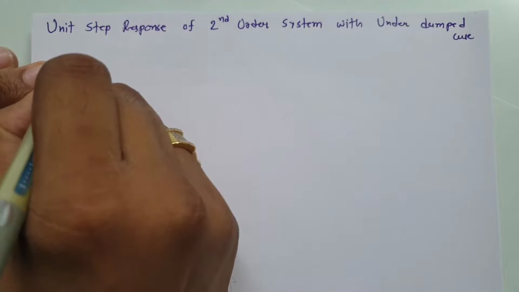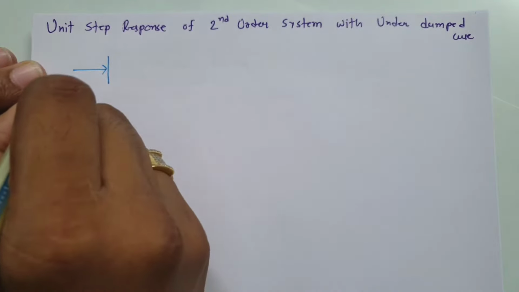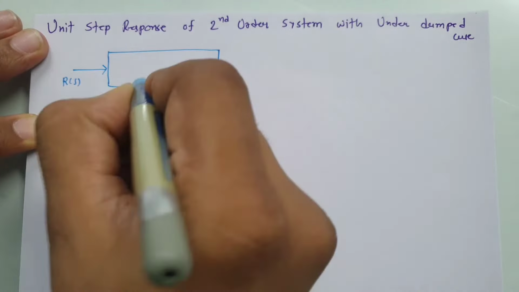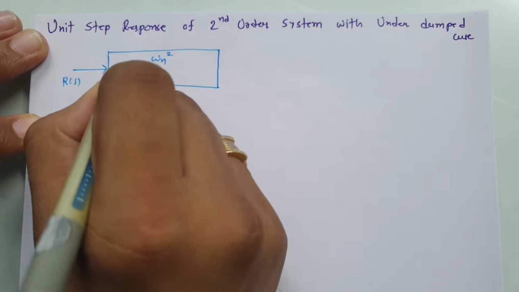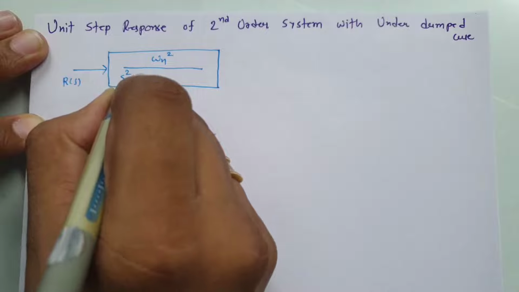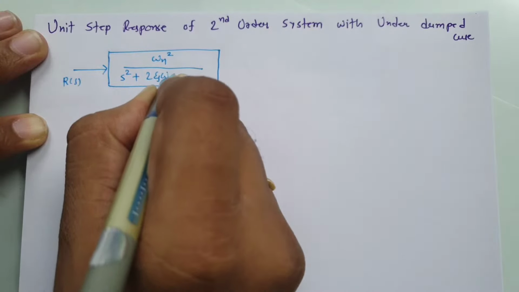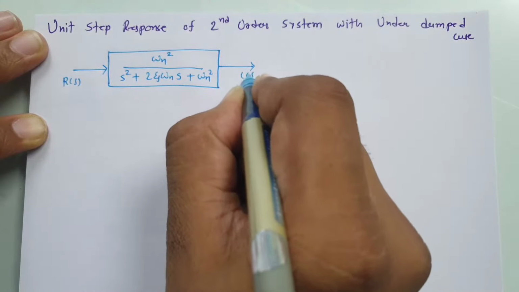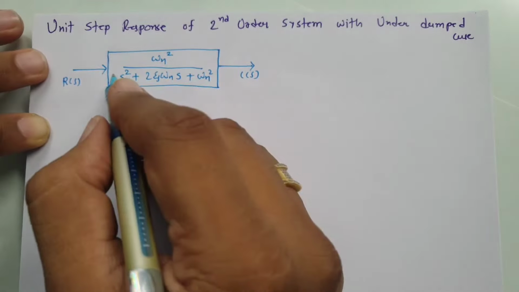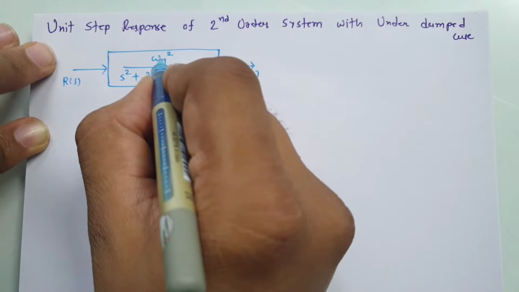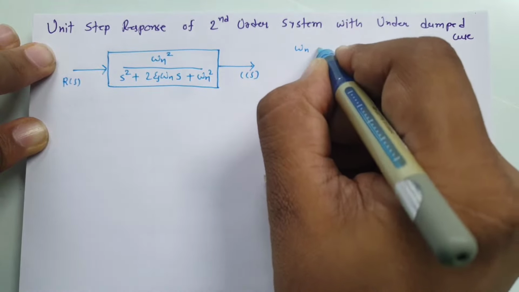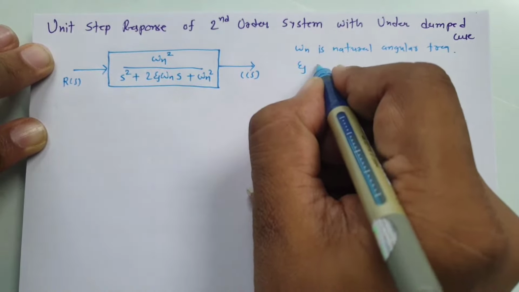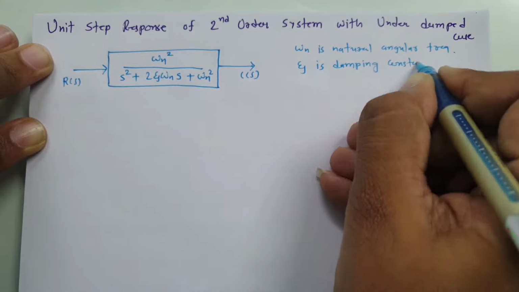So let me consider a second order system where our input is R of S and my system is the standard second order system, which is omega n square divided by s square plus 2 zeta omega n s plus omega n square, and my output is C of S. In this system, omega n is the natural angular frequency, and zeta is the damping constant.